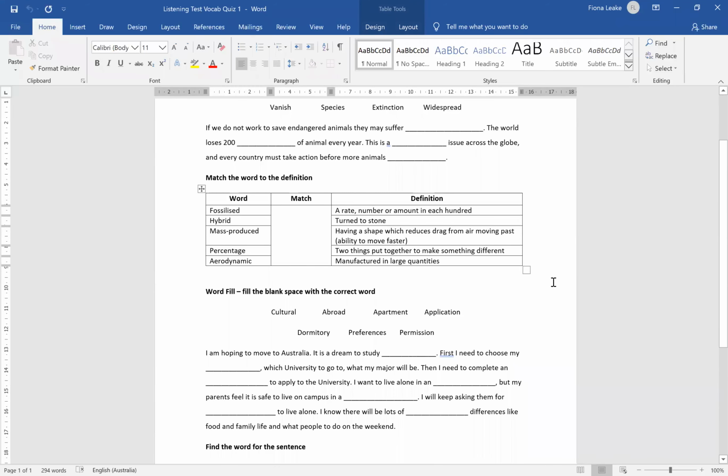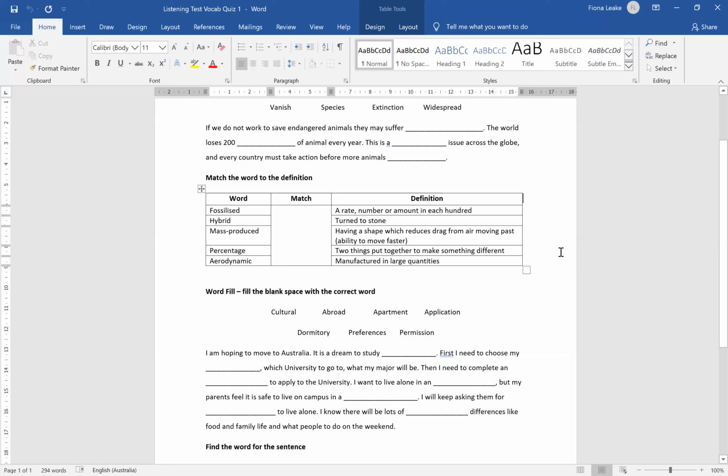Next, we're going to match the word to the definition. Okay, so these are definitions that have come through. The words that we have are fossilized, hybrid, mass-produced, percentage, aerodynamic. And I just want you to draw a line to which definition you think is correct.